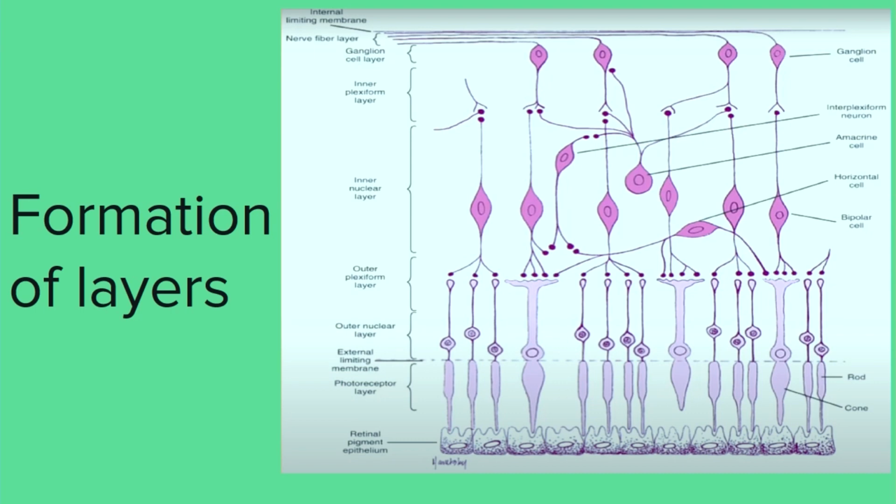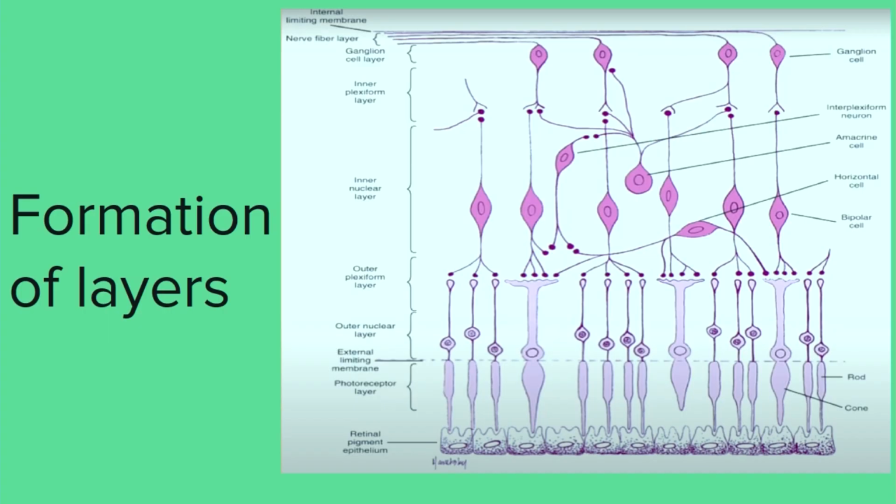Now, how does the formation of layers occur? The outermost is the RPE, then the cone and the rod cells. The outer segment constitutes the photoreceptor cells. Then it is the external limiting membrane, which is not a true basement membrane. Then it is the outer nuclear layer formed by the nuclei of cones and rods.